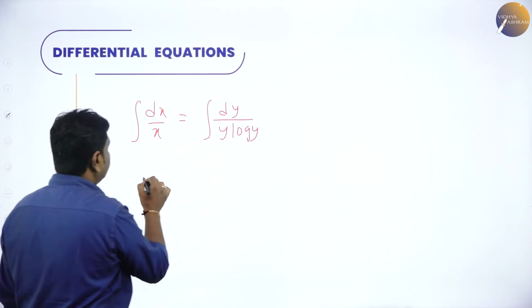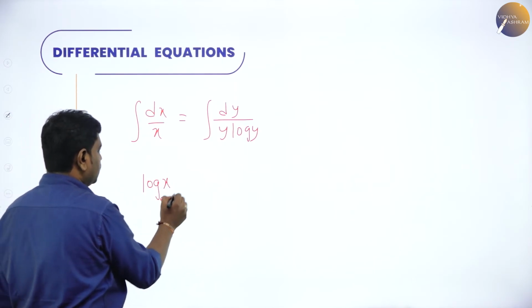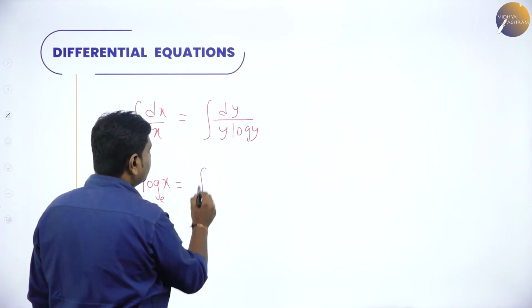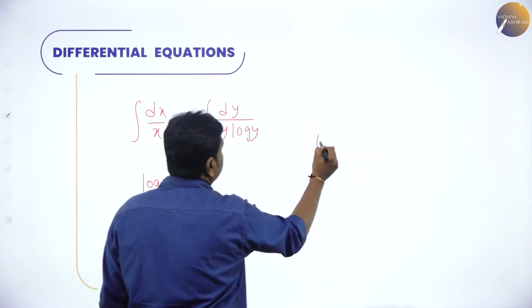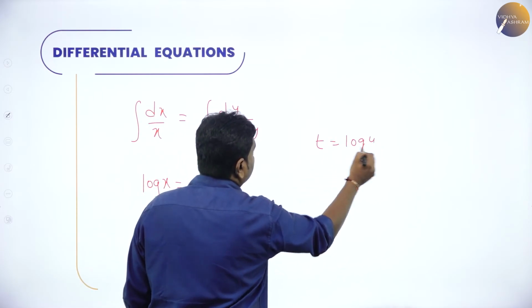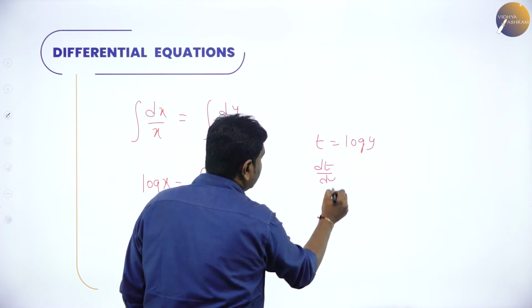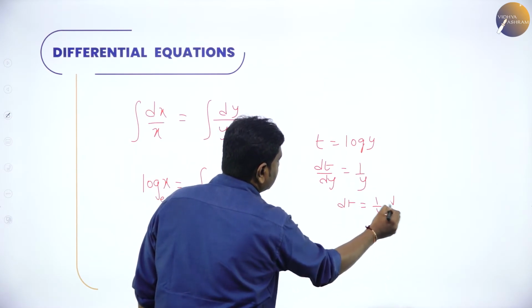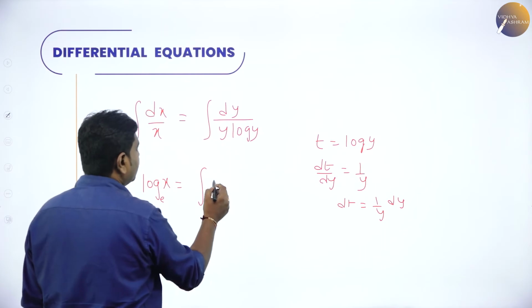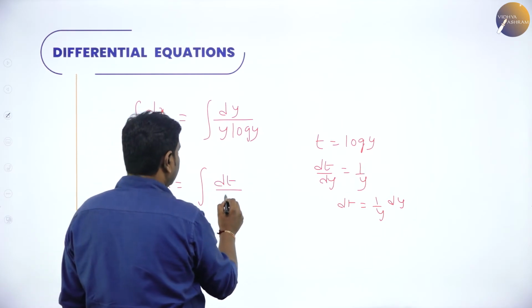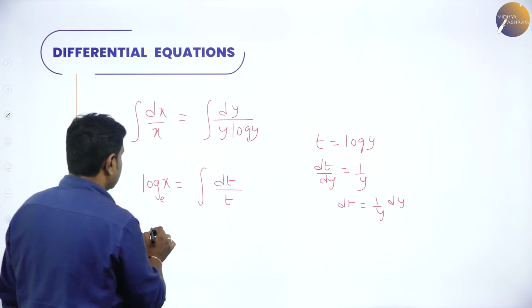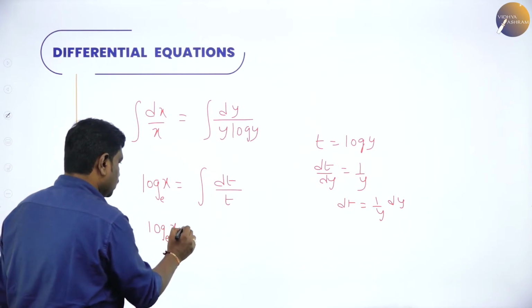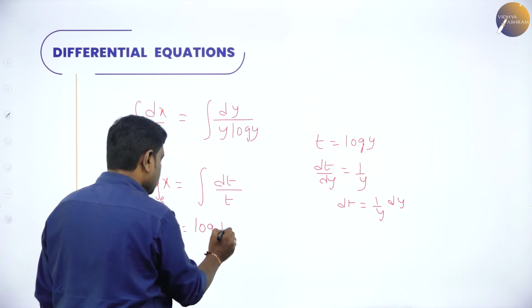Now you know integration of dx by x is log x. And integration of this is method of substitution. Put t is equal to log y. Differentiate. So dt by dy is equal to 1 by y. Dt is equal to 1 by y dy. So here we have 1 by y dy. 1 by y dy becomes dt by t. So log x is equal to log t plus c.